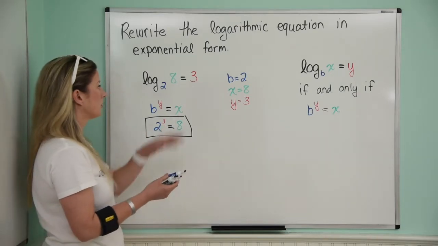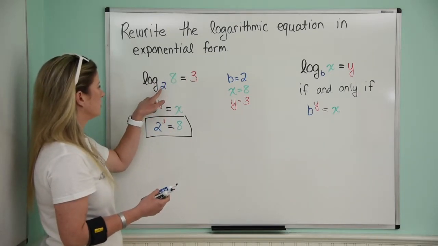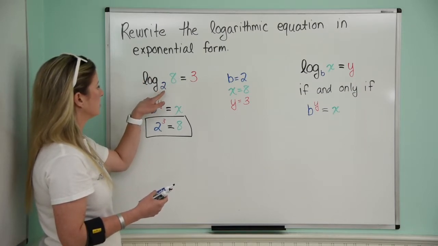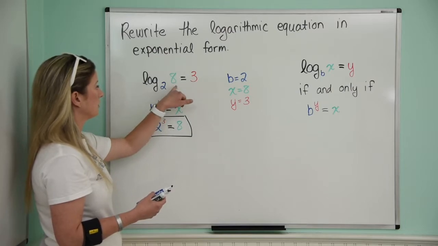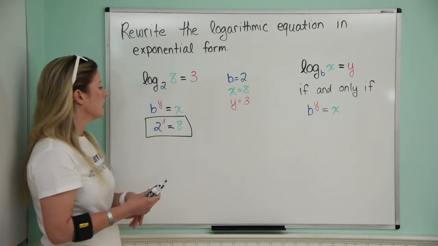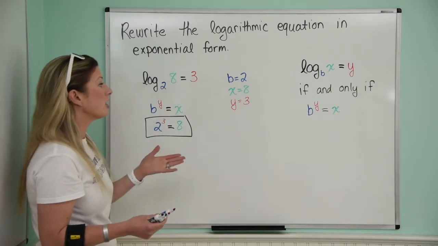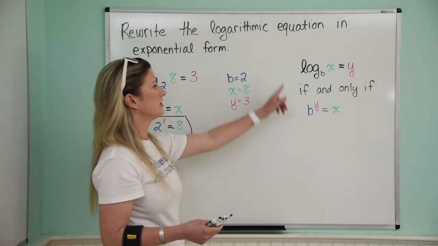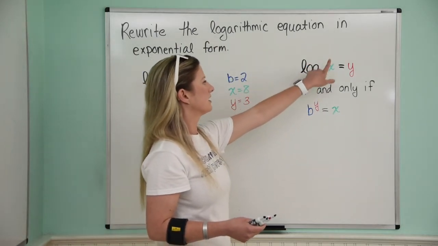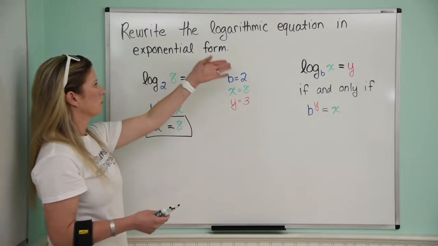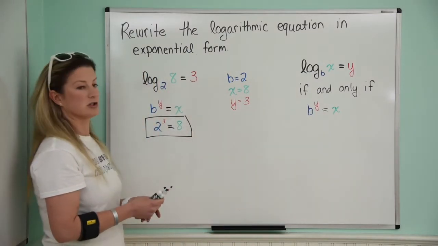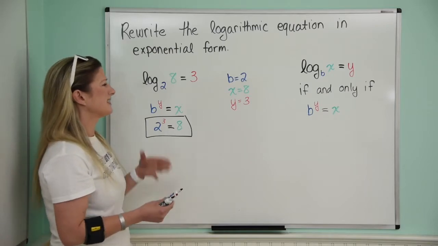Because remember, log base 2 of 8 is saying what power do I need to raise 2 to get 8? So it's 2 to the third that's going to give me 8. So there you go. If you remember the definition that log base b of x equals y if and only if b to the y equals x, you can simply rewrite any logarithmic equation in exponential form. All right, so that's the first way.